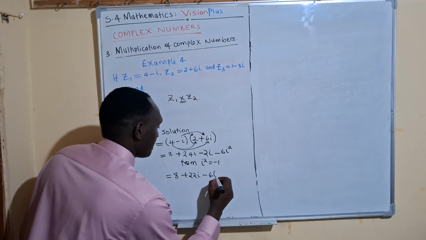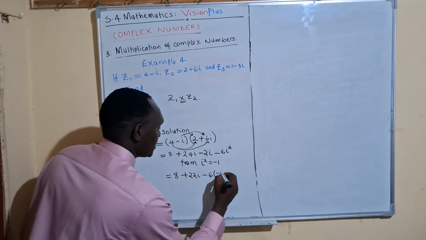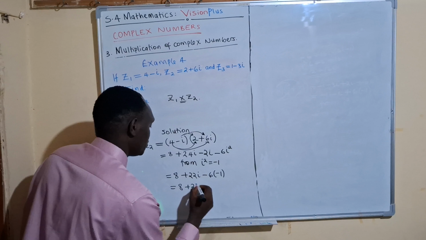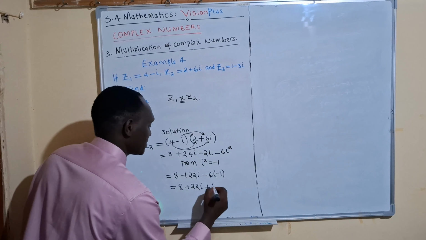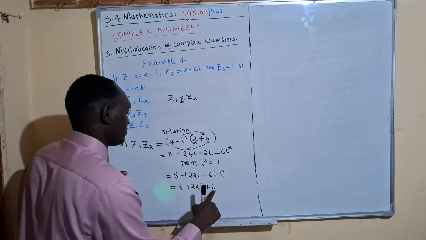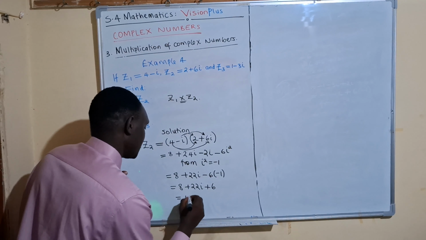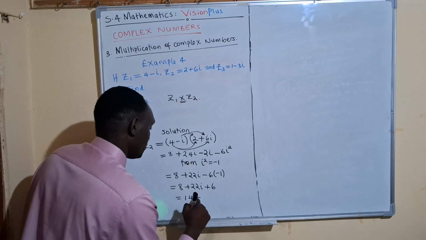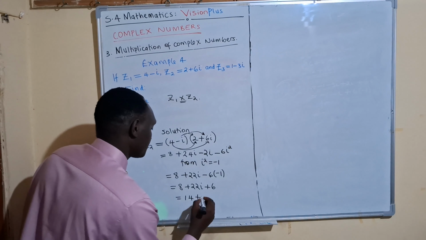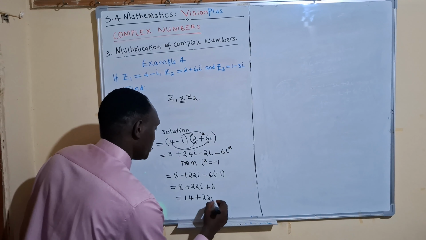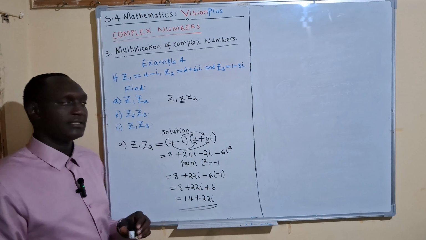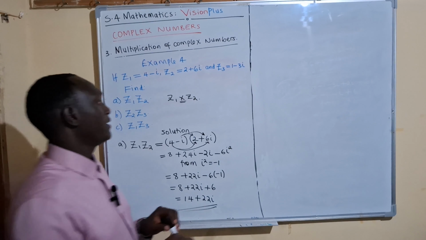Minus 6 i squared. But what is i squared? i squared is negative 1. This gives us 8 plus 22i plus 6. Negative 6 times negative 1 is positive 6. What is 6 plus 8? It gives us 14. It is positive 14 plus 22i. This is the solution for part A that says Z1Z2.